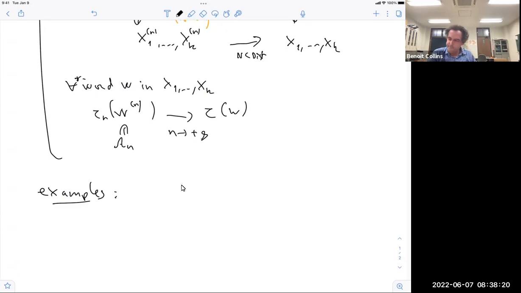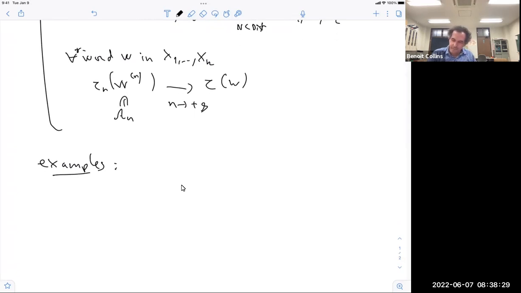Some examples, in some kind of semi-random order, like partly chronological order. So if I take IID GUE, Gaussian unitary ensembles.